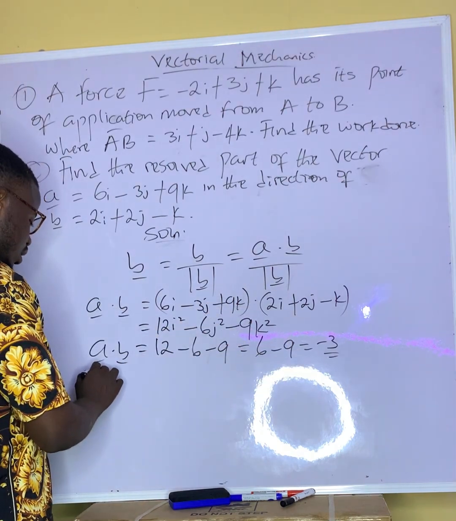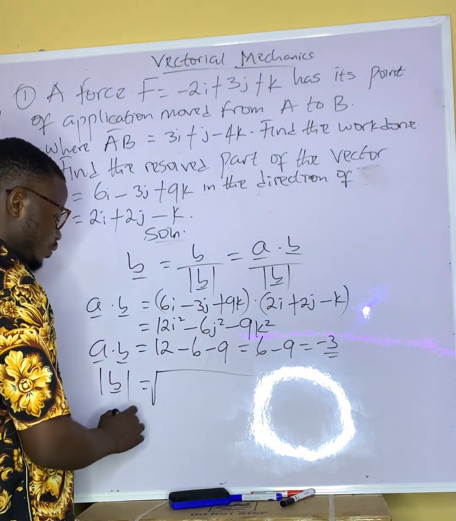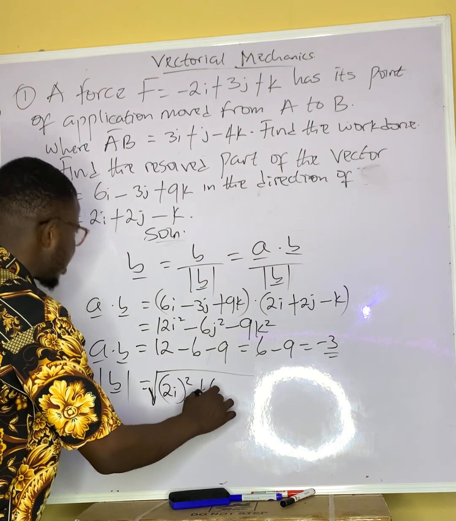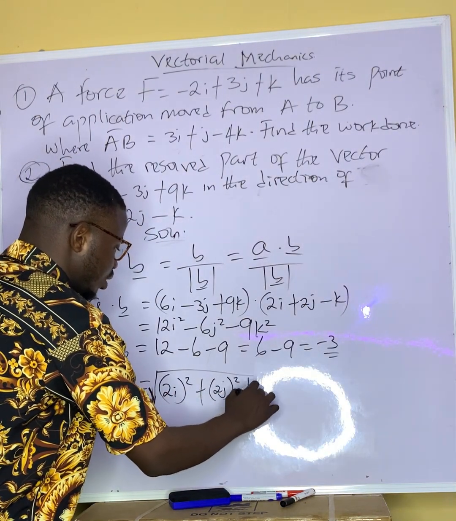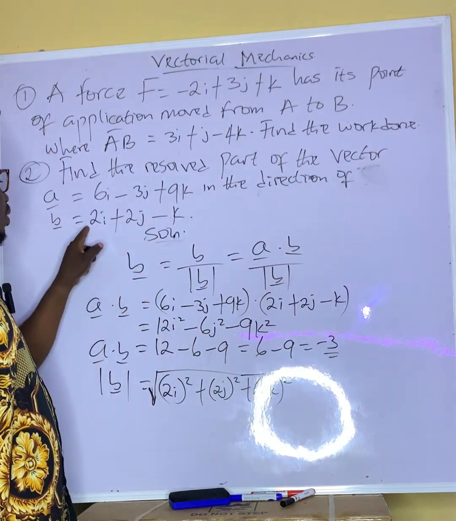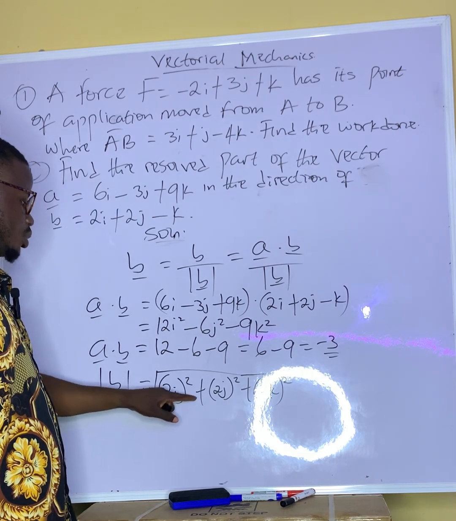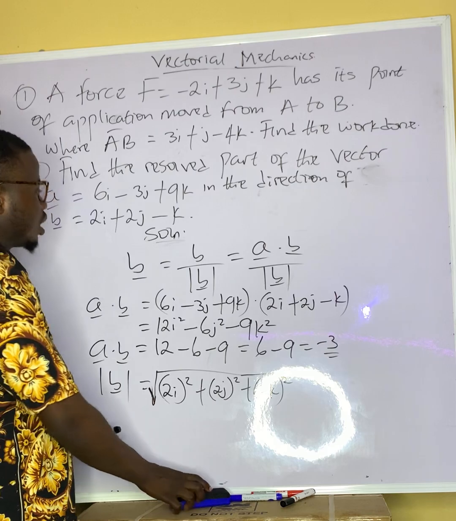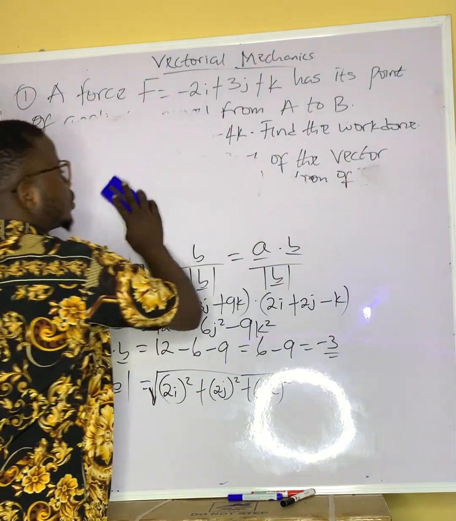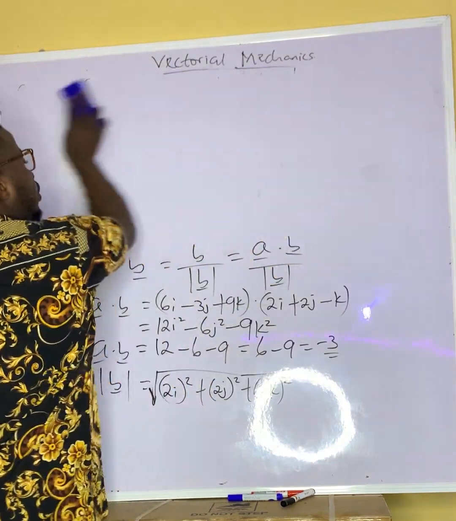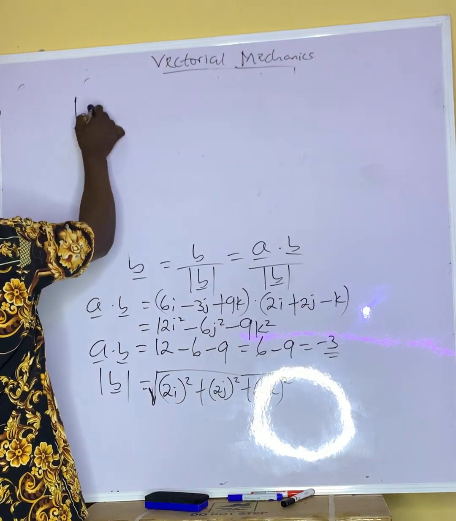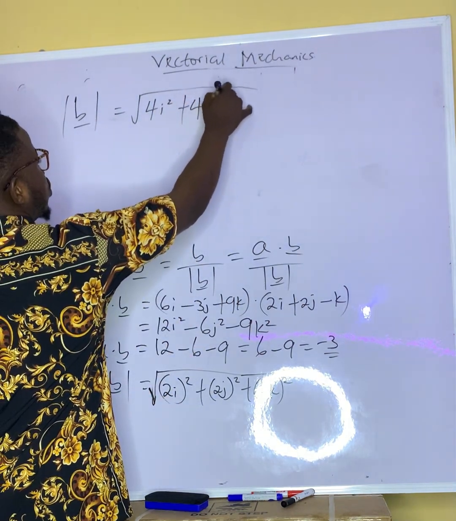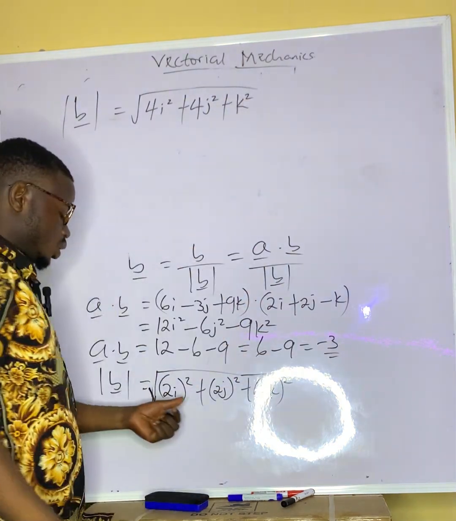The next thing we need to find is the magnitude of vector B. To obtain the magnitude of vector B, it will be the positive square root of, for vector B, 2i squared plus 2j squared plus negative k squared. 2i raised to the power of 2 gives us 4i squared, so we have the square root of 4i squared plus 4j squared plus k squared. We always put an addition sign in between.